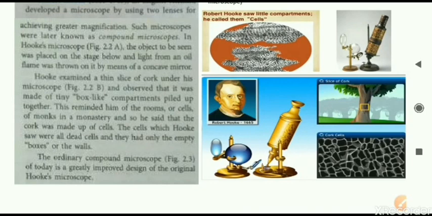So here you have to remember the name of this person, Robert Hooke. Who discovered the cell? Robert Hooke. Who invented the first microscope? That was Leeuwenhoek. Let us move on to the next topic.